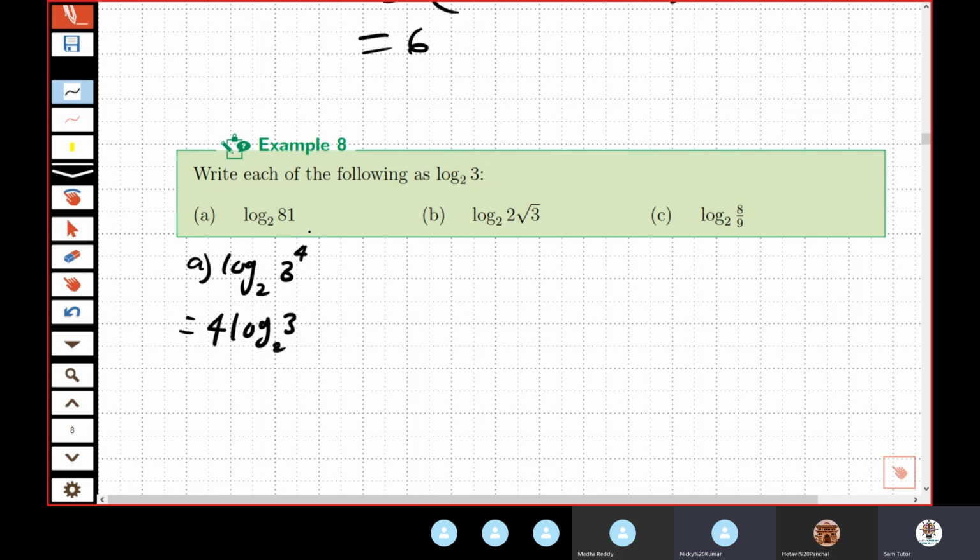When it says write each of the following as this, that means this is something and then this. It's nothing else. You can't see anything else other than at least log 3. You can't have a log 6 or a log 27 or whatever.